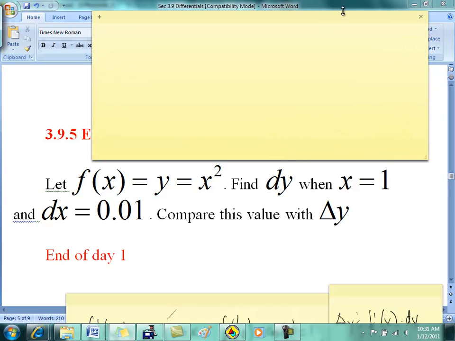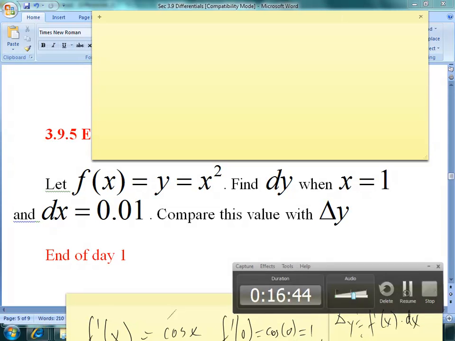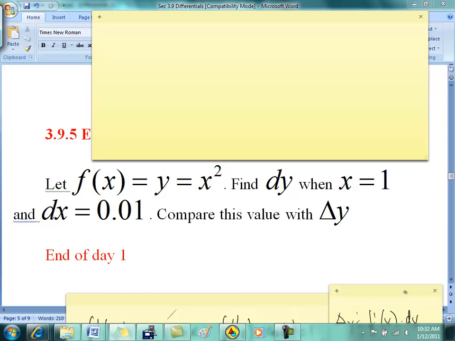Okay, so now you want to take notes down, because this is an example. Before we start doing the example, let me ask you this question. Is delta y the actual change, or is dy the actual change? Delta y. dy is the approximation. So what you want to do is compare the approximation to the real thing. That's the bottom line. How good is it?